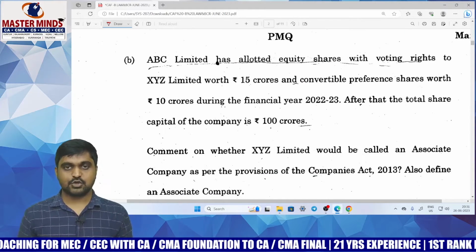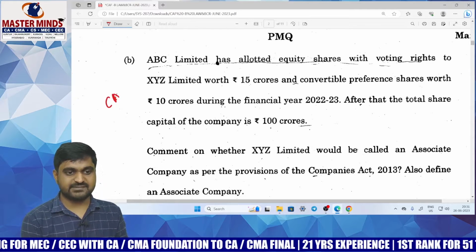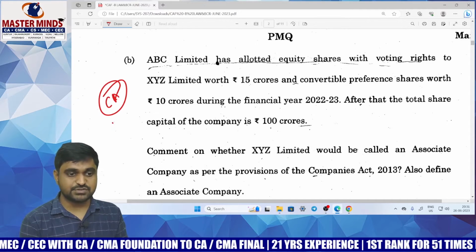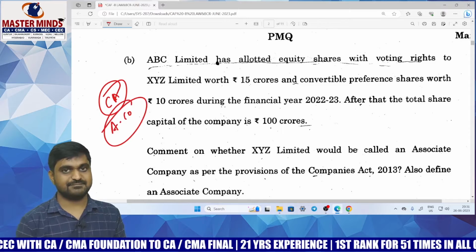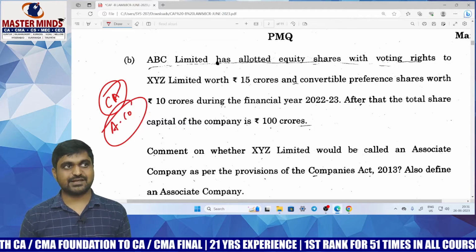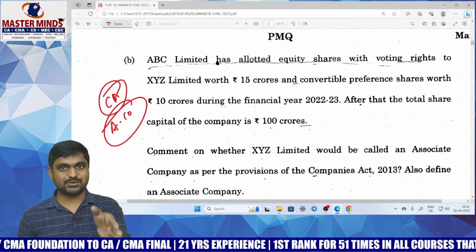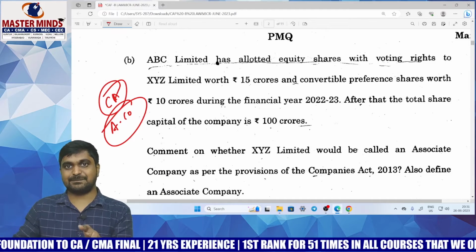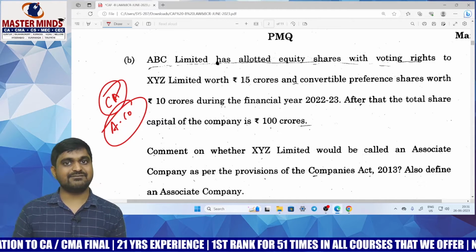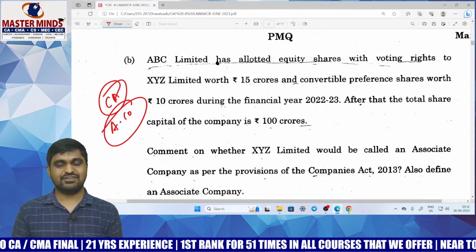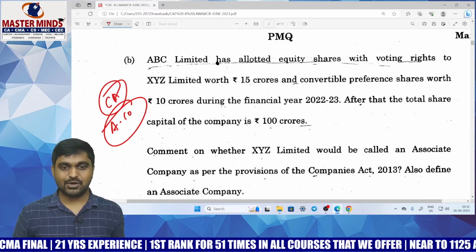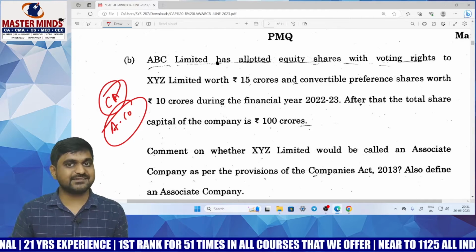Next one, question 1B. It is from the Companies Act and it is about the associate company definition. So what is the definition of an associate company? When one company holds at least 20% of voting power in another company, then the other company will become an associate. So this is the simple definition. By using this simple definition, you can answer this simple question.